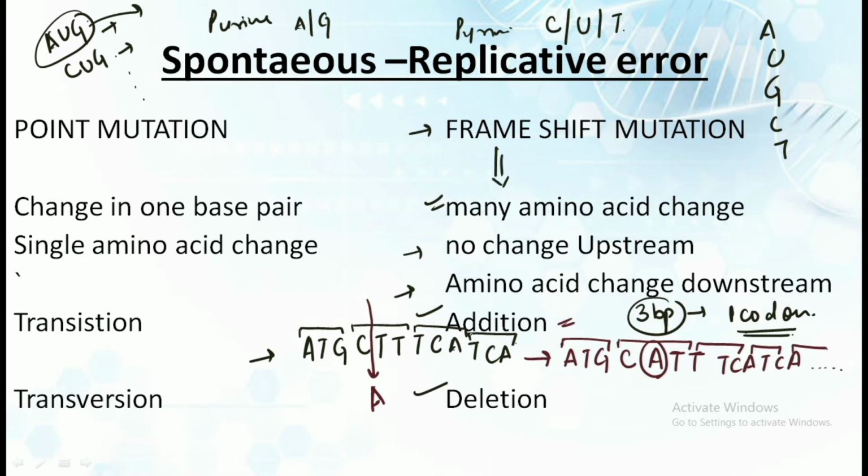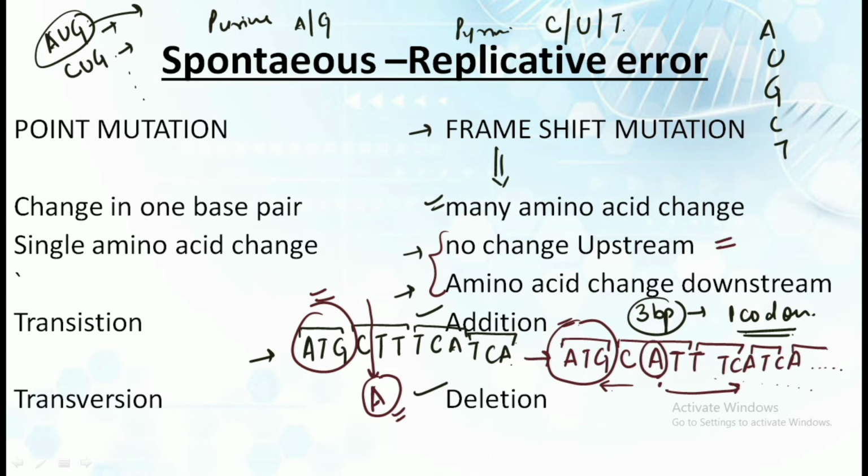So you can see that there occurs change in the codon at the point of insertion. This is the point where a new amino acid was inserted, and beyond this point, downstream to that, all of the amino acids have changed, but there is no change in the upstream. Initially we have this codon ATG, and after the change also we have the same codon. So this is the meaning of these 2 points: there is no change in the upstream as a result of the frameshift, but all the amino acids downstream of this point get completely changed.